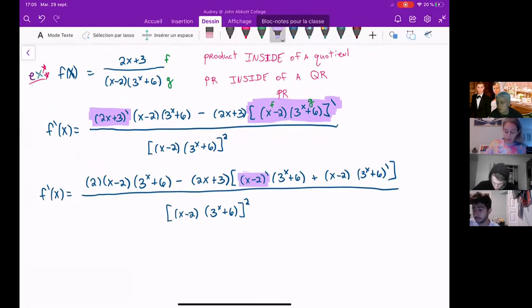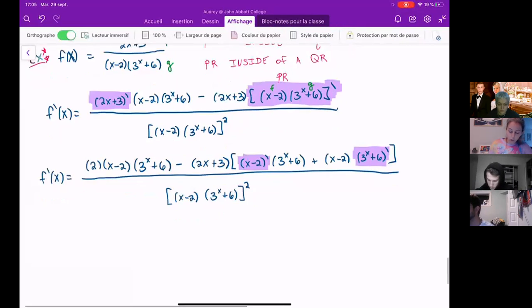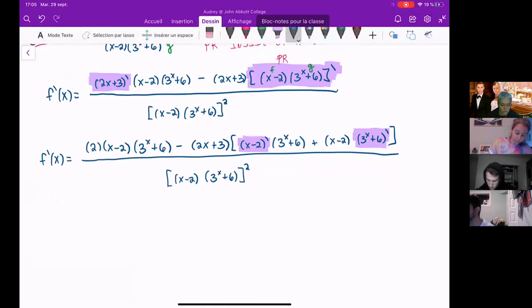X minus 2 prime. Is that going to require a product rule? No, it's already inside of the product rule. So 3 to the x plus 6 and x minus 2, neither of those are product rules. Those are just simple derivatives that we reminded ourselves of at the beginning of class today. Those are just our simple derivative rules we can look at and do the derivative. So now those are the primes that are left.